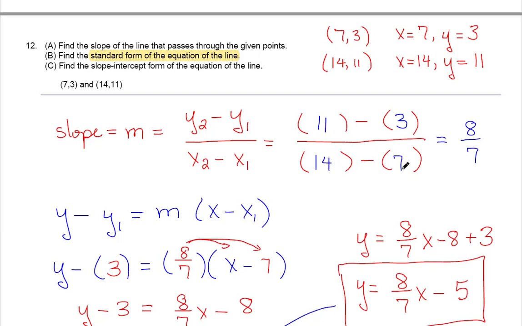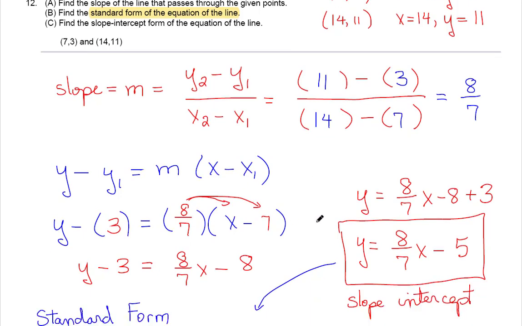14, 11, and 7, 3. 11 minus 3 is 8. 14 minus 7 is 7. And so my slope is 8/7. Let's see my point. I can use either point. All I need is one point on the line. So I'm picking 7, 3. Now there's a reason I pick it, but I'll get to that in a second. But you could pick either one.